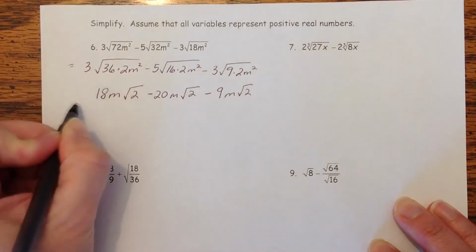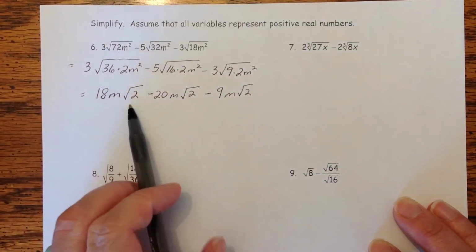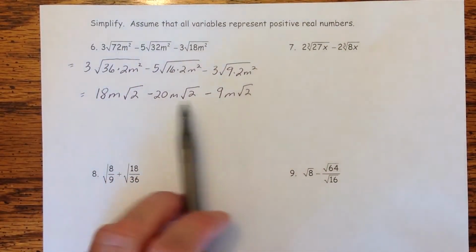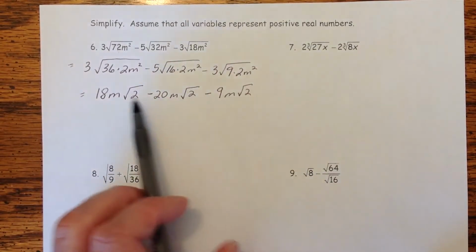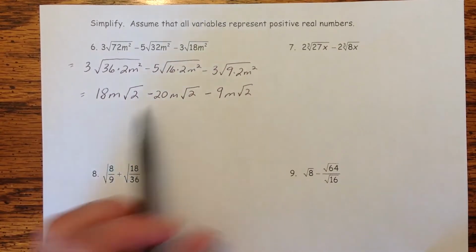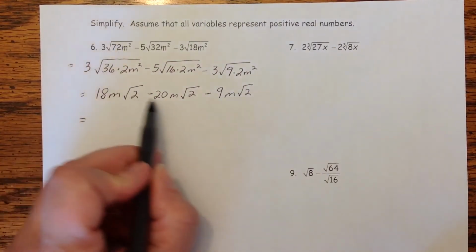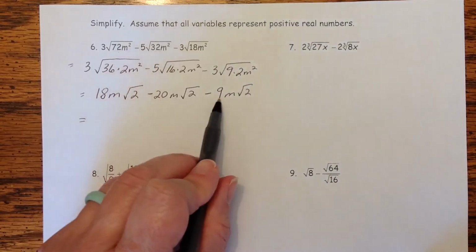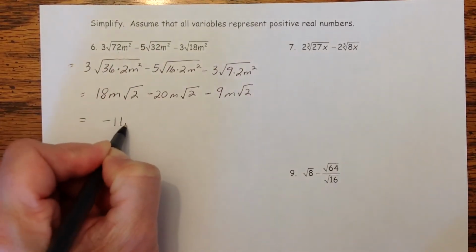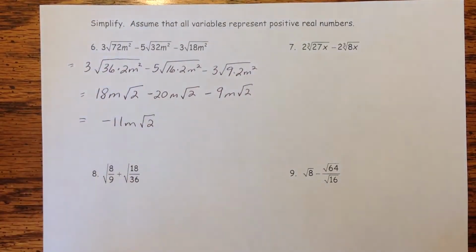Square root of 2. Now notice across all of these they are like terms because they all have an m and they all have a square root of 2. So I'm going to combine all of these together. 18 minus 20 is negative 2. Negative 2 and negative 9 is negative 11 m square root of 2. And that would be my simplified answer.